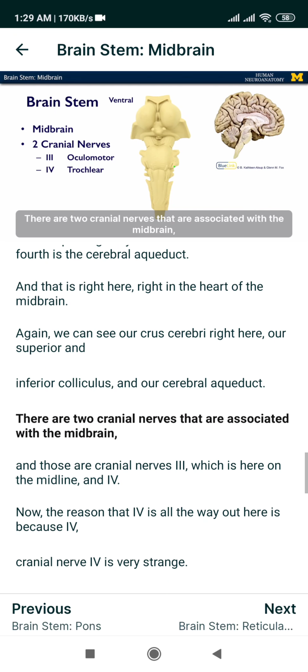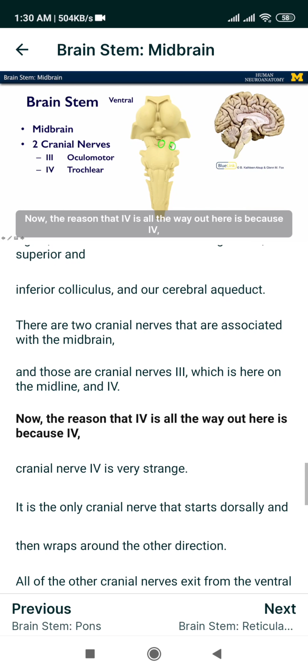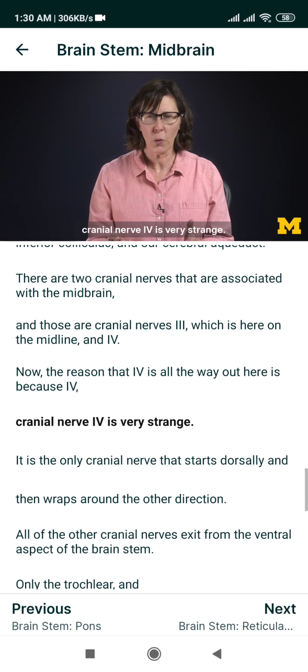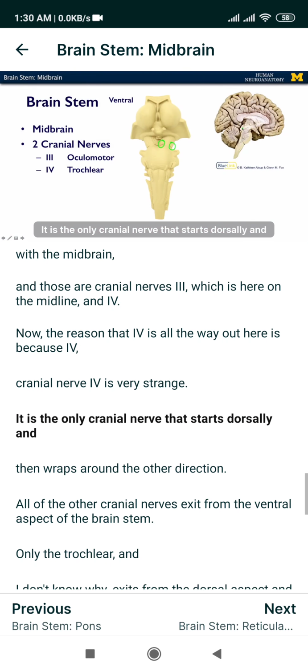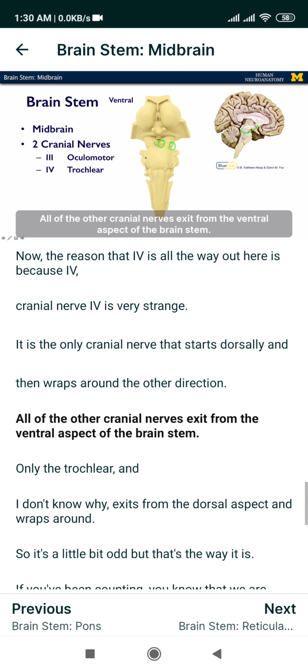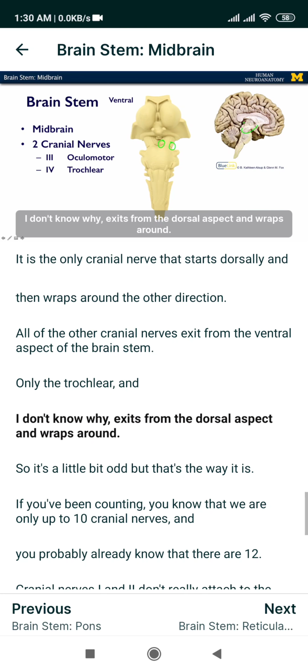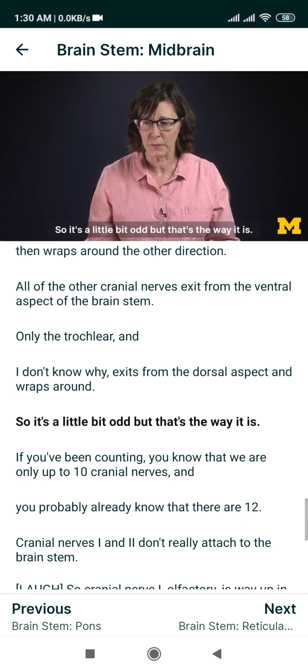There are 2 cranial nerves that are associated with the midbrain, and those are cranial nerves 3, which is here on the midline, and 4. Now, the reason that 4 is all the way out here is because cranial nerve 4 is very strange. It is the only cranial nerve that starts dorsally and then wraps around the other direction. All of the other cranial nerves exit from the ventral aspect of the brainstem. Only the trochlear, and I don't know why, exits from the dorsal aspect and wraps around. So it's a little bit odd, but that's the way it is.